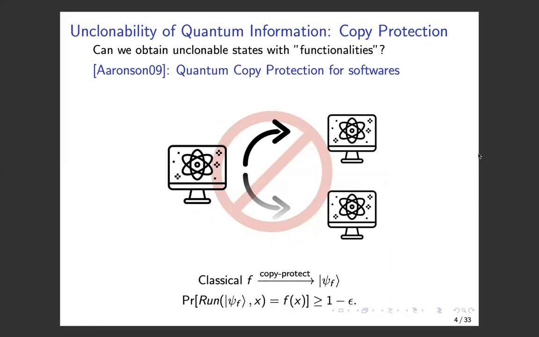In a paper by Aaronson in 2009, he brought up the idea of quantum copy protection for software. The idea is that we have a classical functionality F, and we have a procedure of program generation that generates a quantum state which allows us to compute on any input and evaluates to the same output as the original function with almost one probability. However, a user holding such a state is not able to turn it into two states that also compute the function.